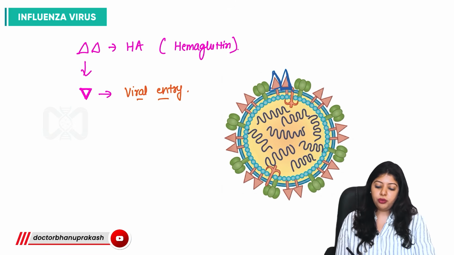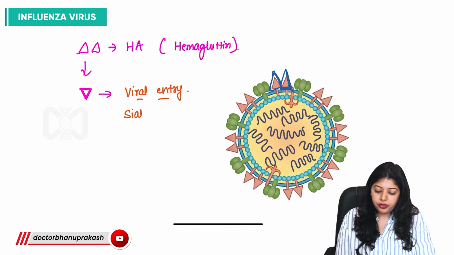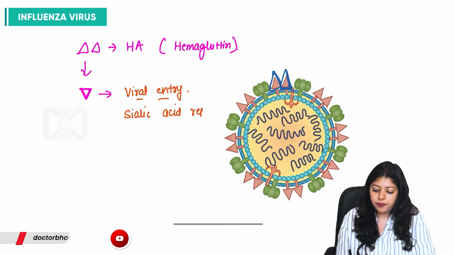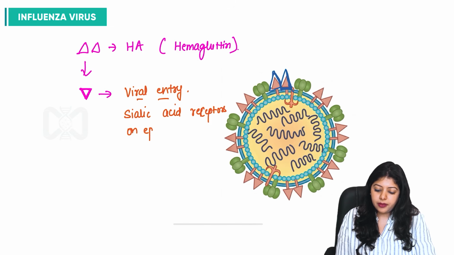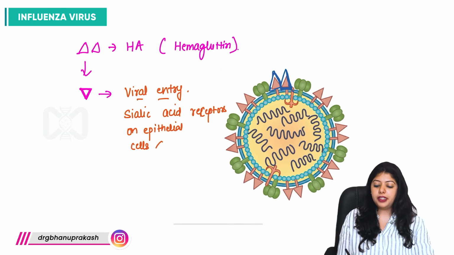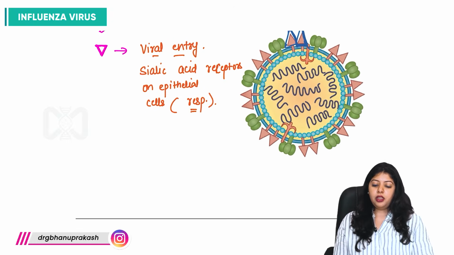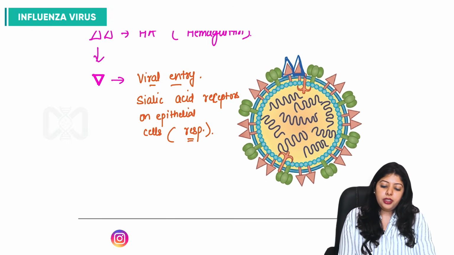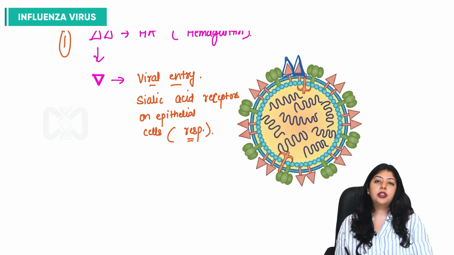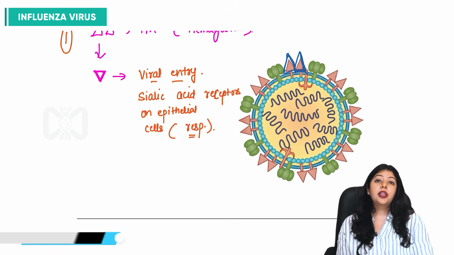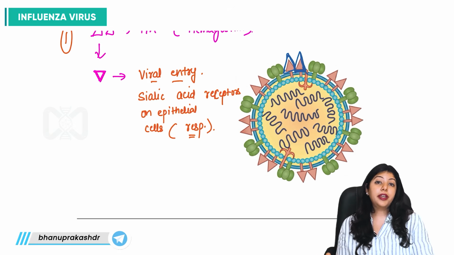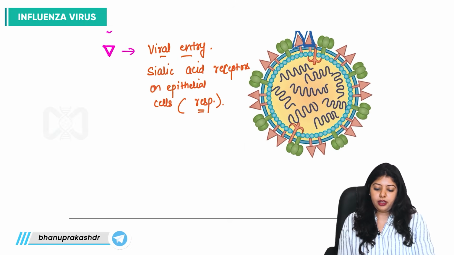And it binds to sialic acid receptors on epithelial cells. And which epithelial cells? Specifically, respiratory epithelial cells. Right? So the first thing is this: hemagglutinin is one structural protein, one glycoprotein, which is helping the virus enter inside the host cell. Right?